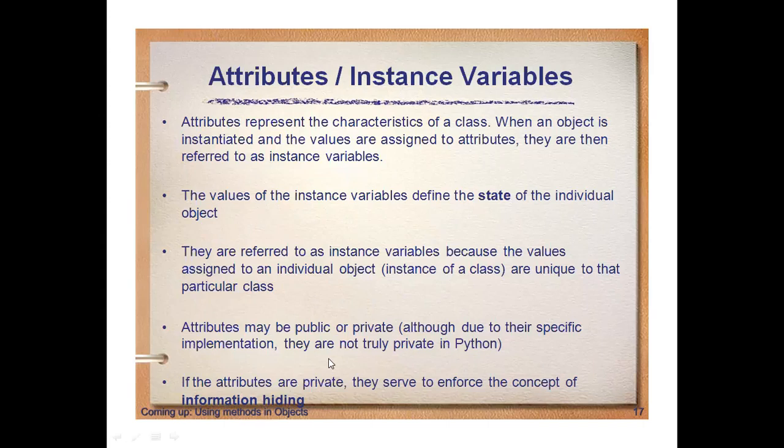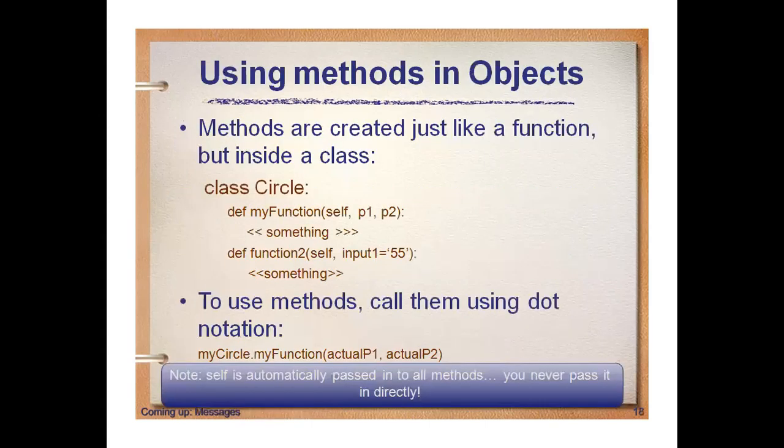Attributes may be public or private, although due to their specific implementation, they are not truly private in Python, right? In Python programming, there is a specific feature that if the things are not truly private, then how they are being implemented will be covered after some time. If the attributes are private, they serve to enforce the concept of information hiding, right? Means we are securing the information so that no extra outer object can particularly find out that information and work on it, right?